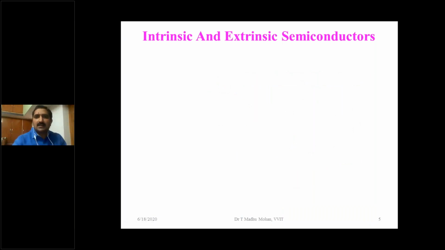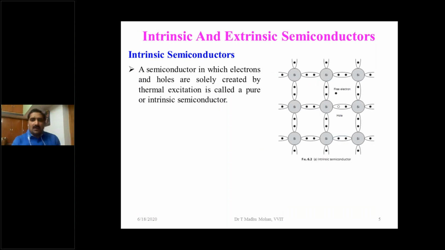So, the intrinsic and extrinsic semiconductors. In intrinsic semiconductor, I'm taking silicon as the example here. Intrinsic means pure semiconductor. A semiconductor in which electrons and holes are solely created by thermal excitation, only due to the thermal energy, is called a pure or intrinsic semiconductor.